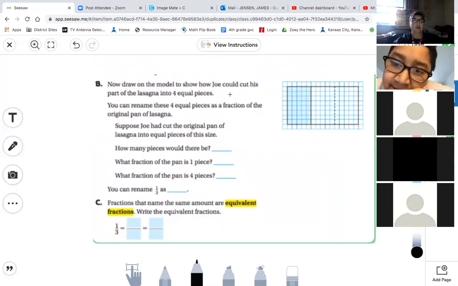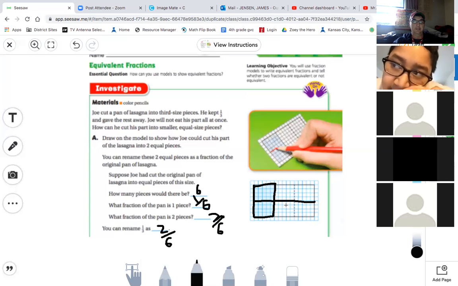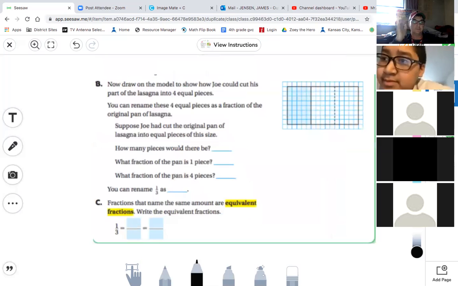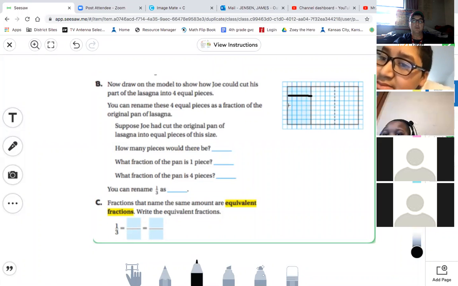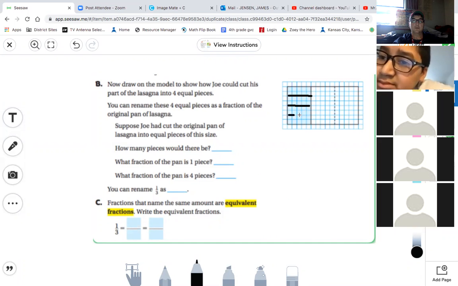We're going to draw on this model to show how Joe could cut his part of lasagna into 4 equal pieces. So it's the same pan, same lasagna. Here he cut it into 2 equal pieces. Now we want to cut it into 4 equal pieces. Let's see. We've got 1, 2, 3, 4, 5, 6, 7, 8 rows. We should do like 2 rows at a time. Now we've got 4 equal pieces, right? And we can rename them as pieces like, let's suppose that he cut it all like that.